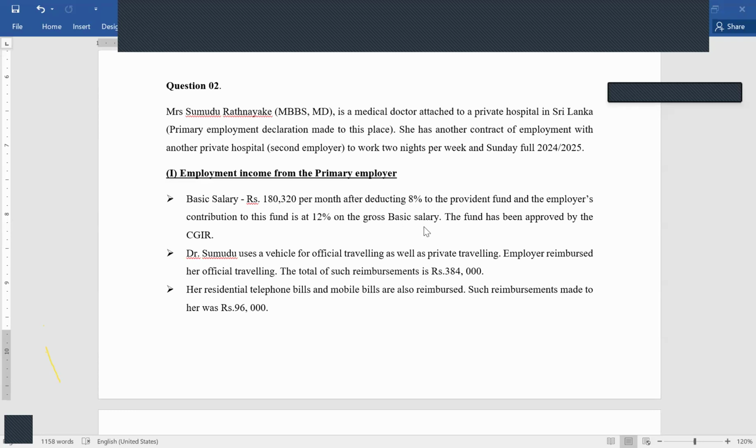This provident fund is approved by the CGIR. Therefore, the employer's contribution is tax exempt. That is, the 12% is tax exempt, so it should be under the exempt column. The exempt amount is 282,240. I will share this answer sheet with you, so don't worry, but you have to calculate by your own. Then definitely it will always be in your mind.